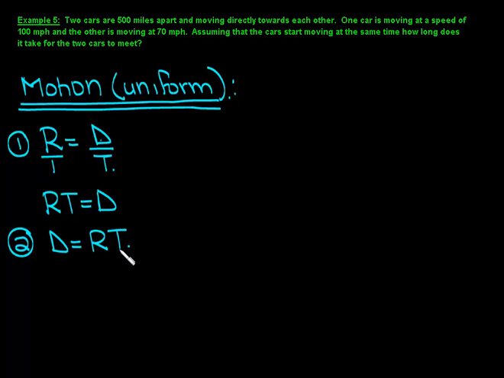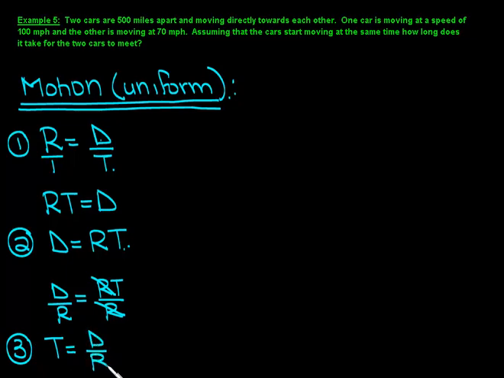That's the second formula. The third formula for motion I can get out of this is I can divide both sides by R. So if I divide the left by R, I get D over R, is equal to RT over R. On the right here, the R's cancel, so we get the third formula for motion, which is T is equal to distance over rate. So you have three different formulas for motion.